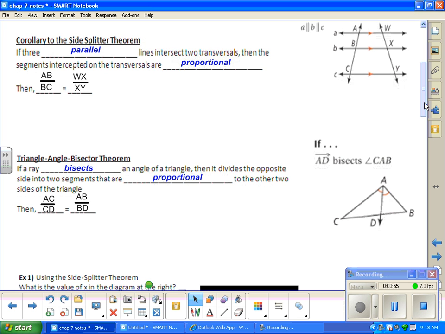And the last theorem, triangle angle bisector theorem: if a ray bisects an angle of a triangle, then it divides the opposite side into 2 segments that are proportional to the other 2 sides of the triangle. So AC over CD equals AB over BD.